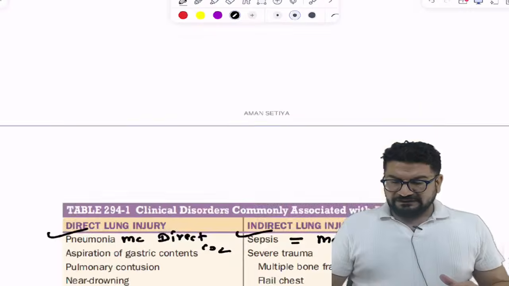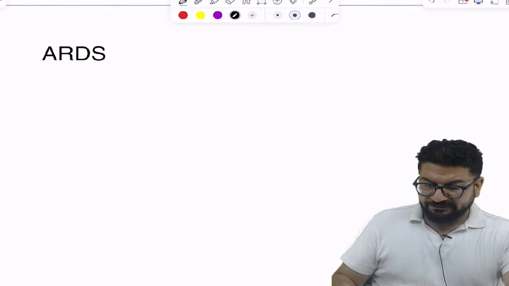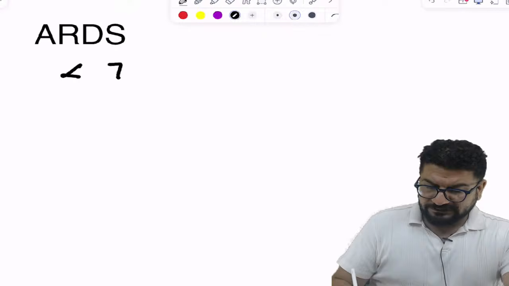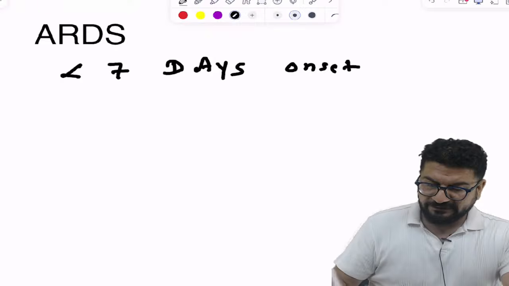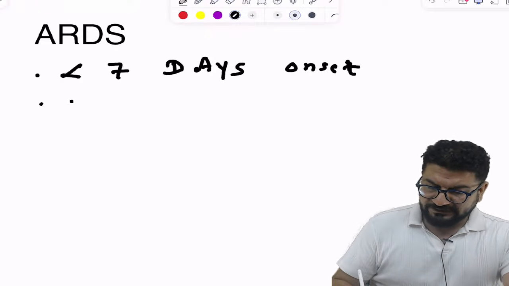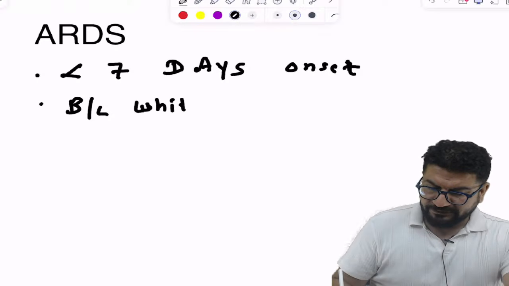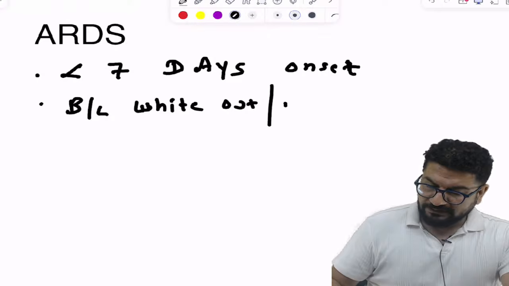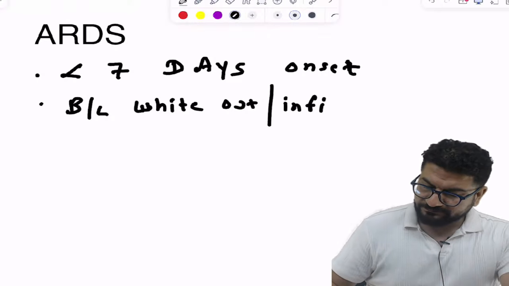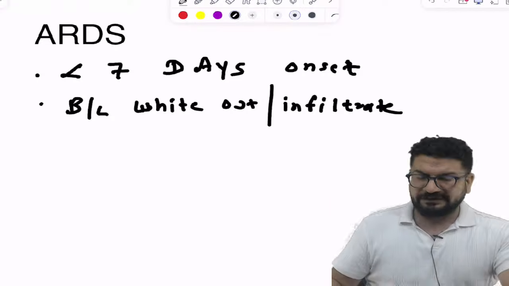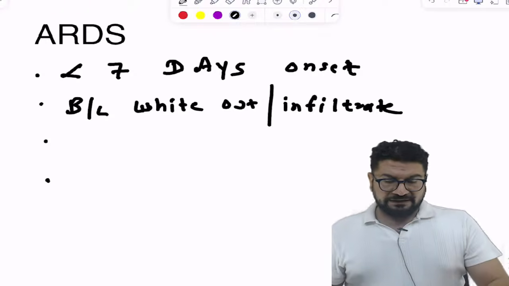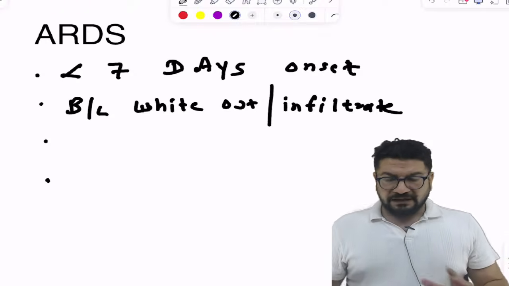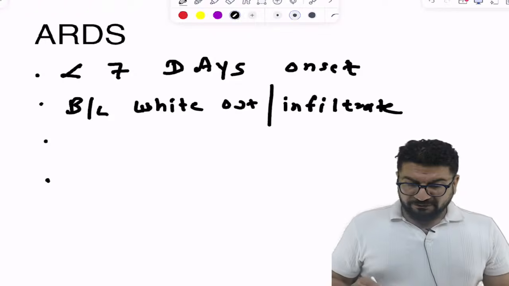So in ARDS, understand how we make a diagnosis. ARDS means 7 days ago the patient was perfectly fine, so onset will be less than 7 days. Then in X-ray it will be bilateral whiteout, meaning bilateral infiltrates. Now look, ARDS has nothing to do with the heart. The heart is perfectly normal.